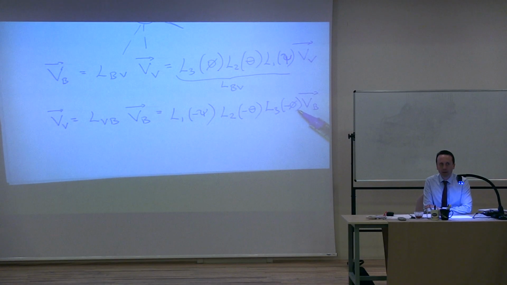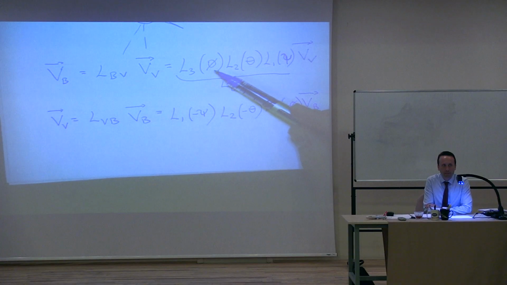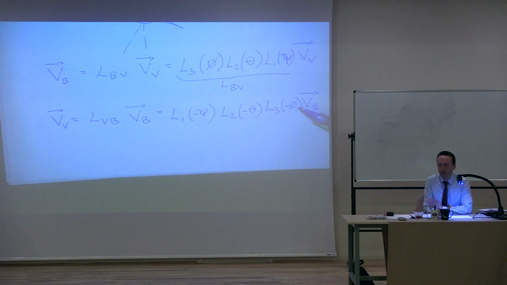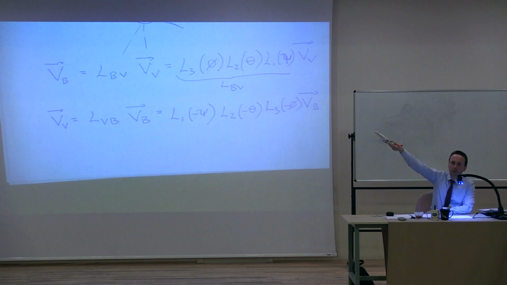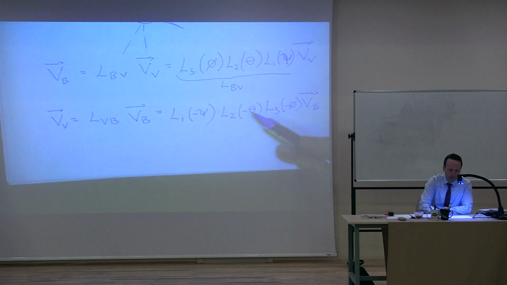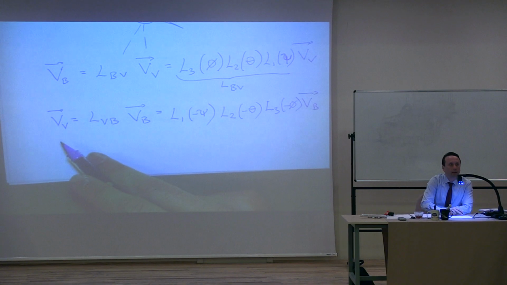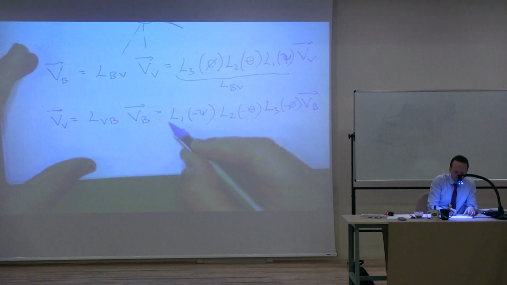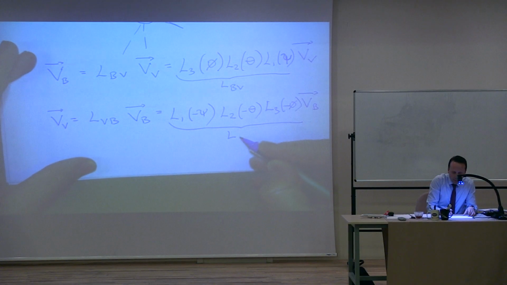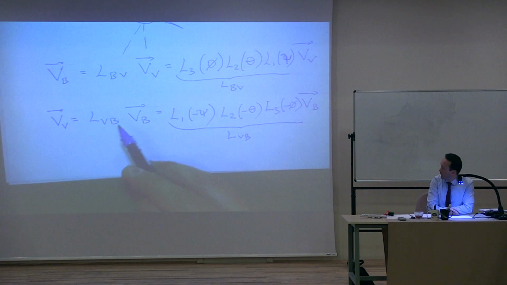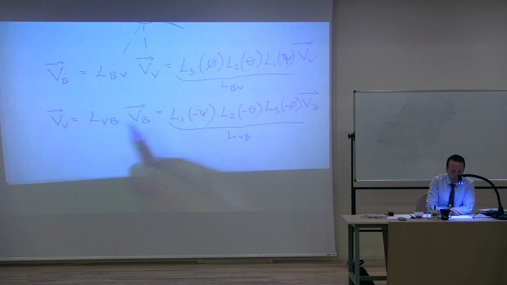Minus phi doesn't mean it's a negative number. It just means it's the opposite of phi. If phi was minus 10, this would be plus 10. Or if this is plus 10, this would be minus 10. It's just the opposite, right? Okay? So you first rotate around the x-axis, then around the y-axis, then around the z-axis, and you are back at the vehicle coordinate system. And this one we would call LVB, meaning the transformation matrix that will take you from the body fixed coordinate system to the vehicle fixed coordinate system.